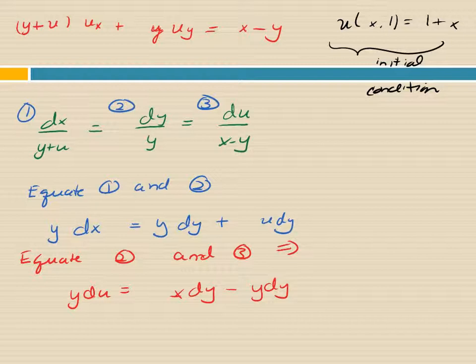And then when you equate 1 and 2, you get something like this after you cross multiply. So you cross multiply, you'll get y dx is equal to y dy plus u dy. If you equate 2 and 3, you'll also get a similar equation. y du is equal to x dy minus y dy.